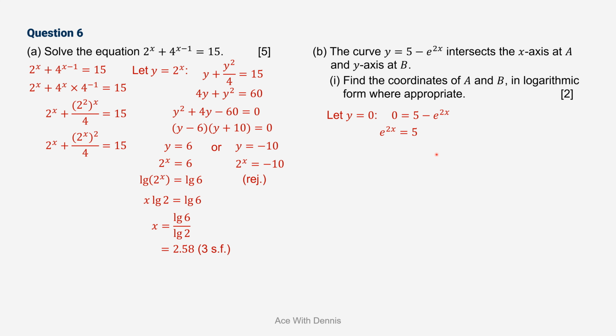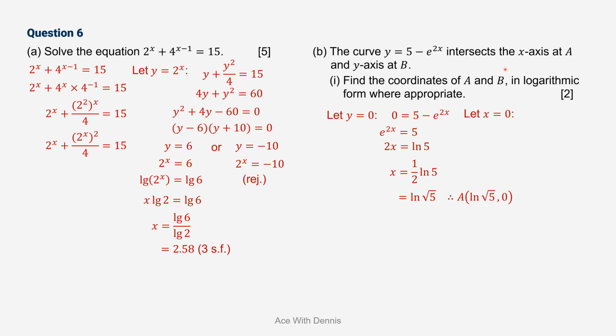Then we solve this equation. e to the power of 2x equals 5, which means 2x equals ln 5, x will be half ln 5. Hence, the coordinates of A will be (half ln 5, 0).